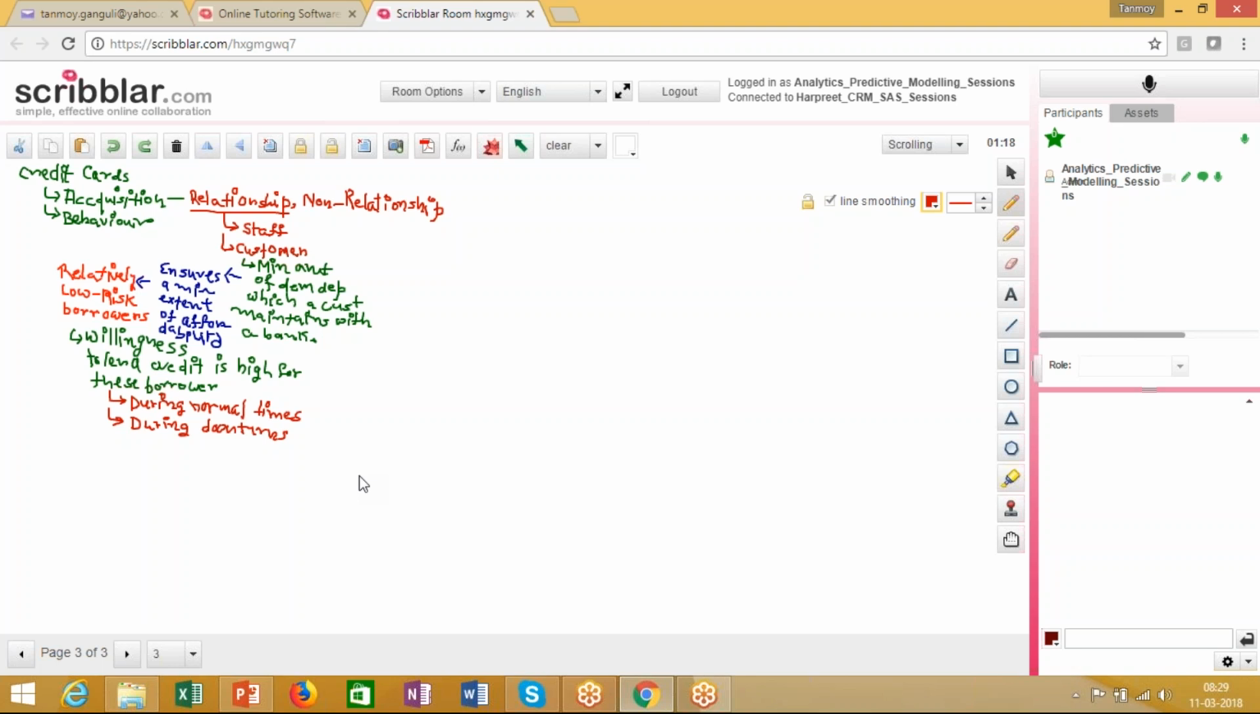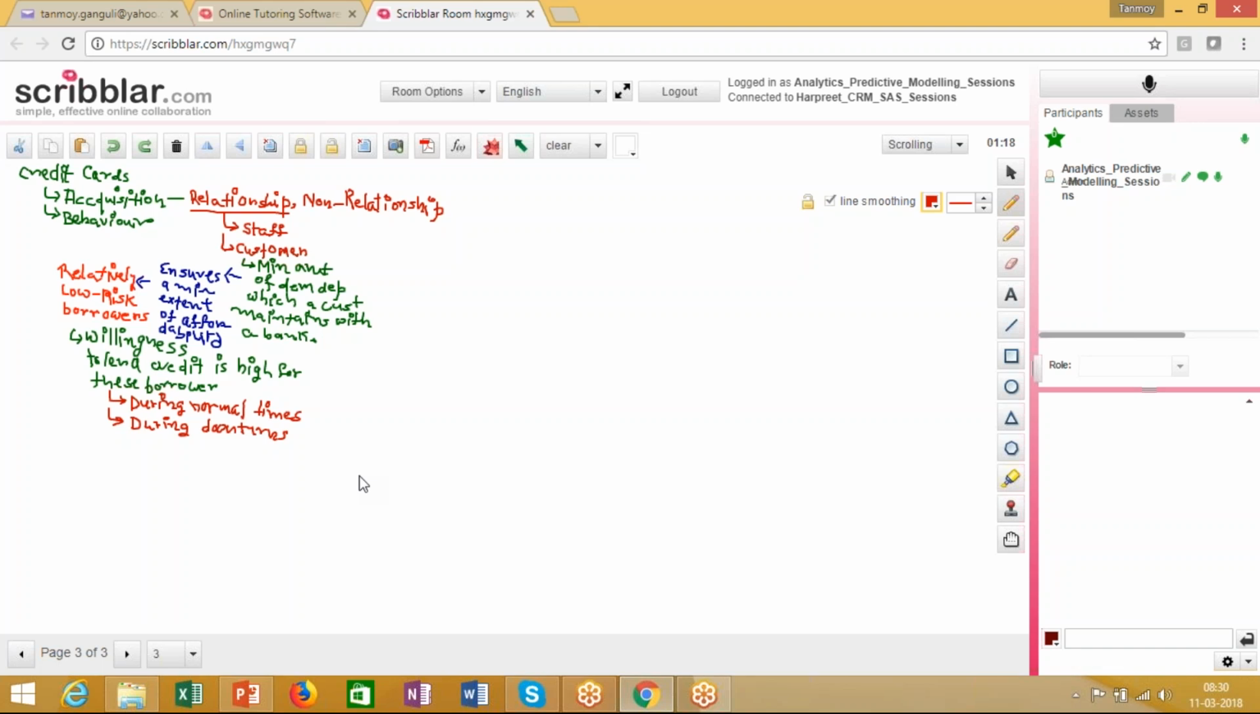Okay, so clear up to this part. So basically, at an acquisition stage, a major source of riskiness arises from the origination channel of the borrower. Whether the borrower is a relationship borrower or a non-relationship borrower is something which will define the acquisition strategy.